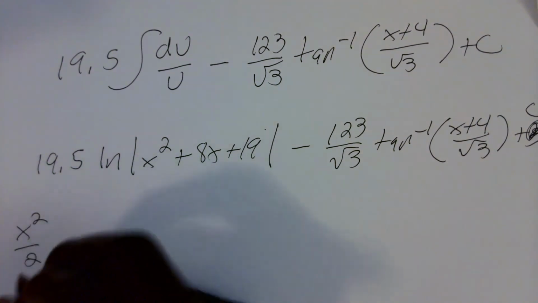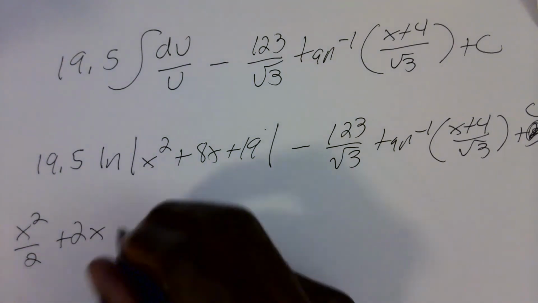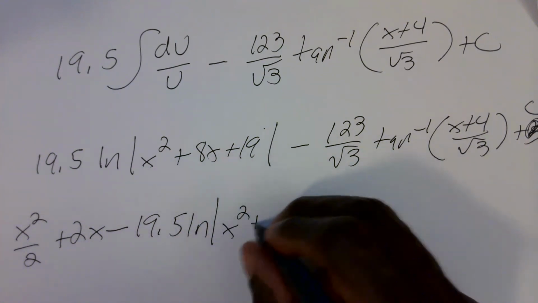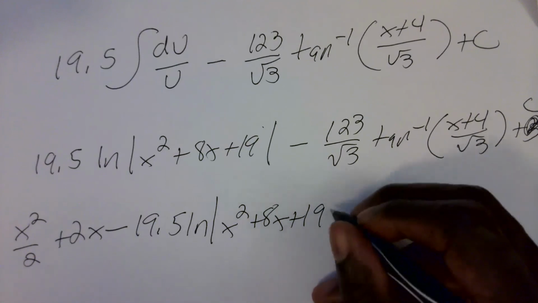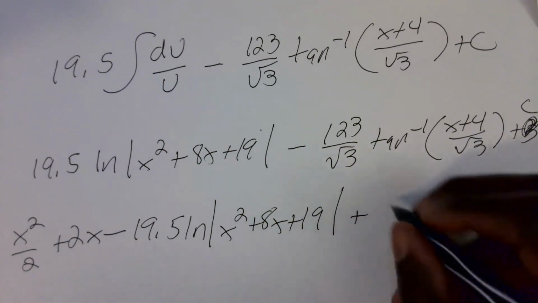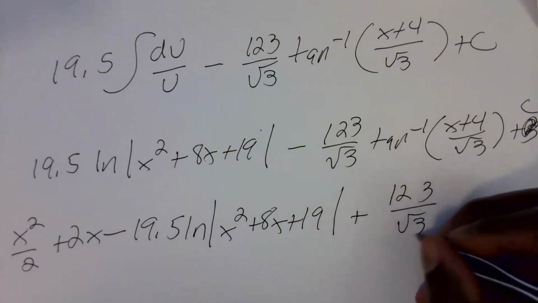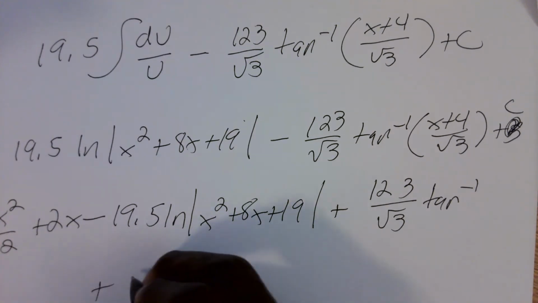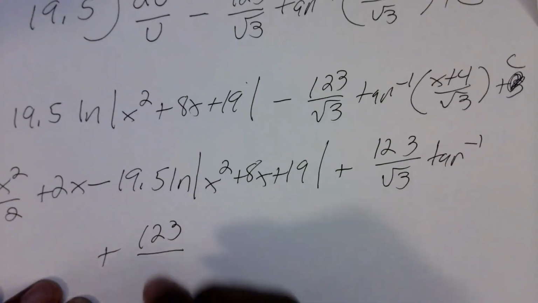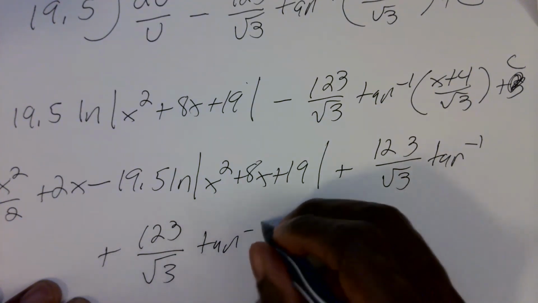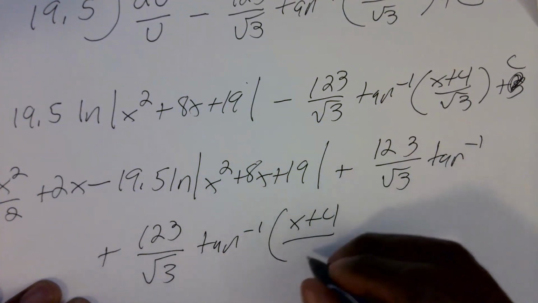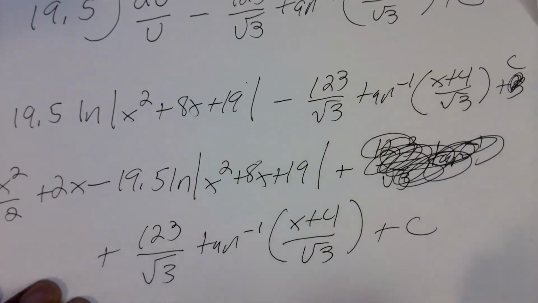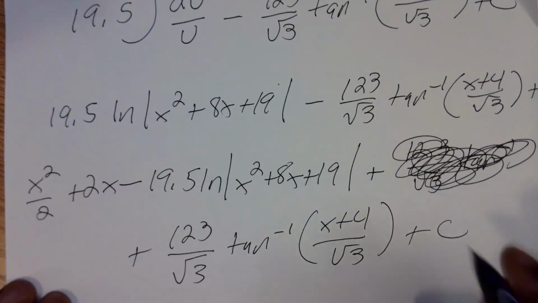So it would be x squared over 2 plus 2x minus 19.5 ln of x squared plus 8x plus 19 plus 123 over the square root of 3 arctan of x plus 4 over the square root of 3 plus some constant. So there it is.